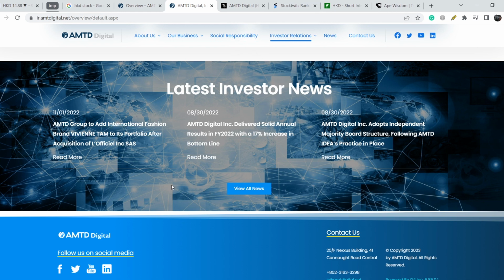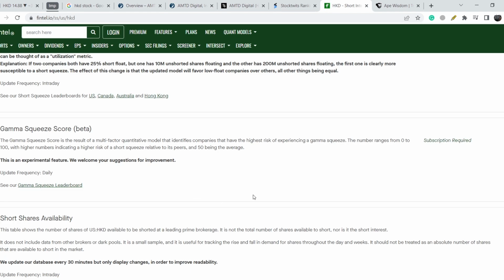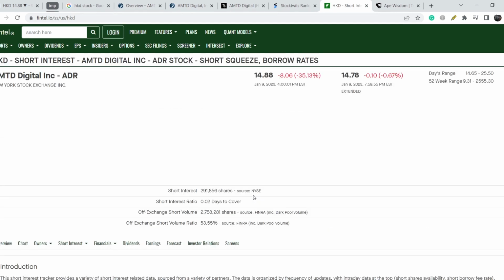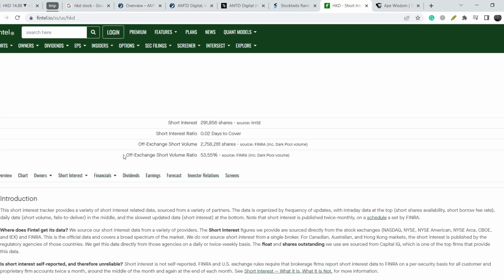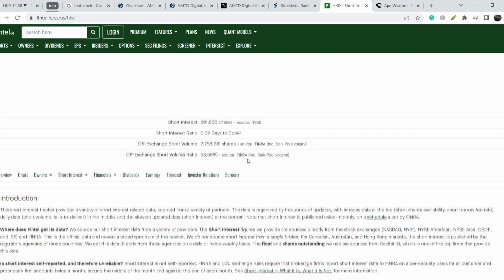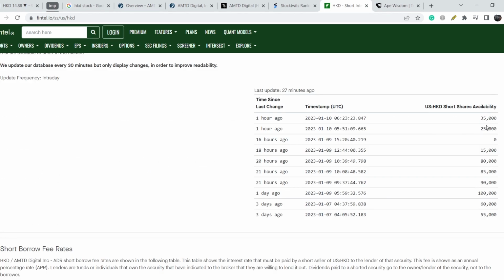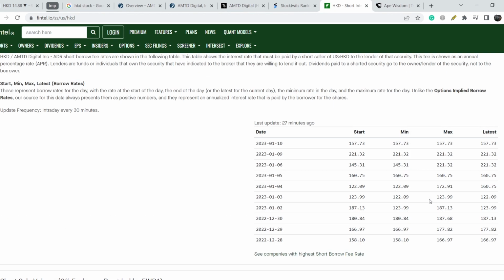And definitely this sign shows the potential of a short squeeze, and let me show you the short volume ratio. We are on fintel.io, and right here we can see that the off-exchange short volume ratio is 53.55%, and right here you can see that it has only 35,000 shares available for shorting, and previously, just 16 hours ago, it had 0 shares available. So this means the number of shares that might be shorted is not so high, and this means we still have chances to see the short squeeze of this stock, especially if we take a look at the short borrow fee rate.